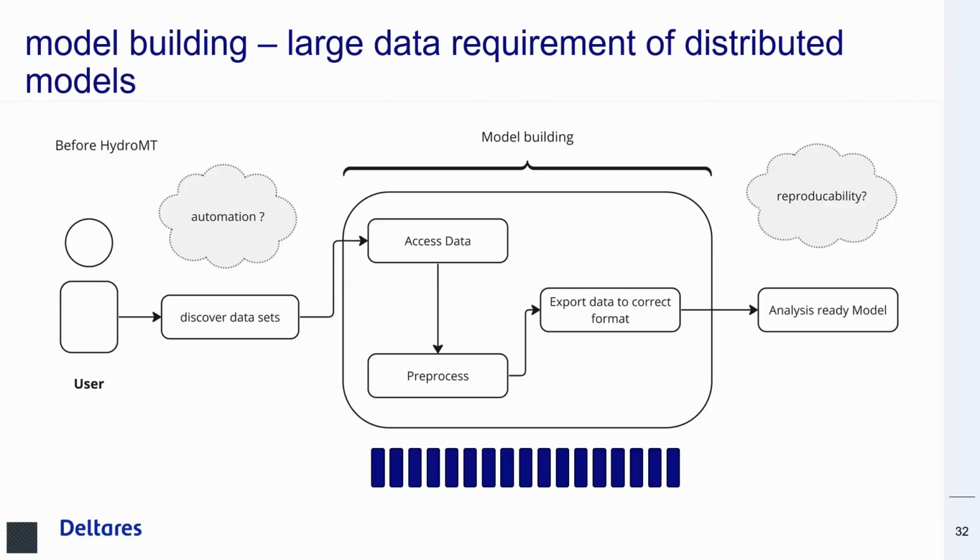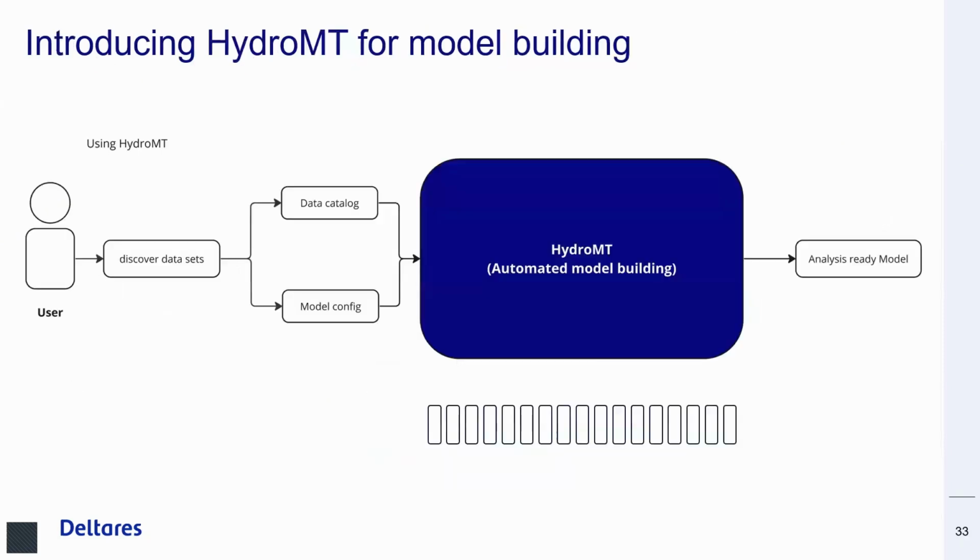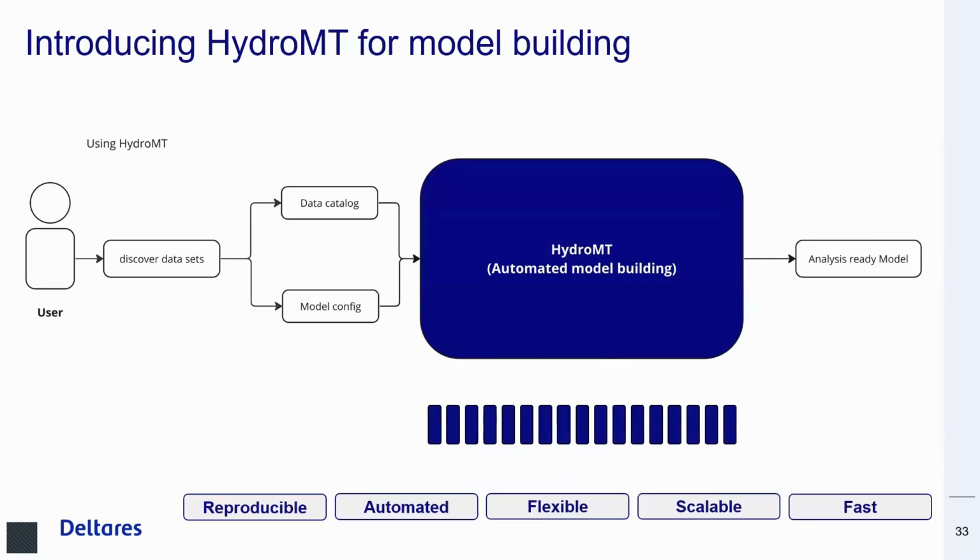What is also really unique about the wflow model is that it comes with a Python package for model building, which is called HydroMT. And HydroMT enables, through a data catalog and a model configuration file, to very rapidly, in an automated way, build a model that is ready for analysis, making it reproducible, automated, flexible, scalable, and fast.